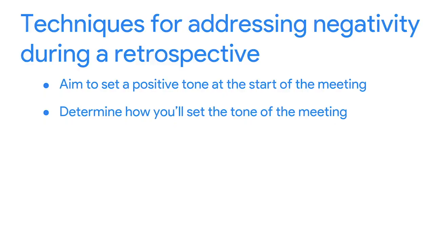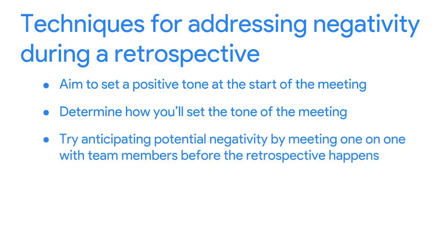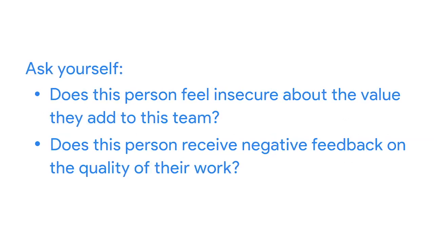Even on teams with a generally positive overall dynamic, it's always possible for negativity to come up. So it might be a good idea to try anticipating any potential negativity by meeting one-on-one with team members before the retrospective happens. If you get the feeling that one team member is likely to bring a negative attitude to the retrospective, try asking yourself a few questions. Does this person feel insecure about the value they add to this team?